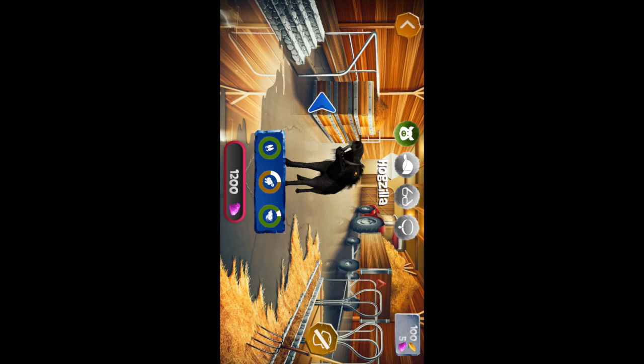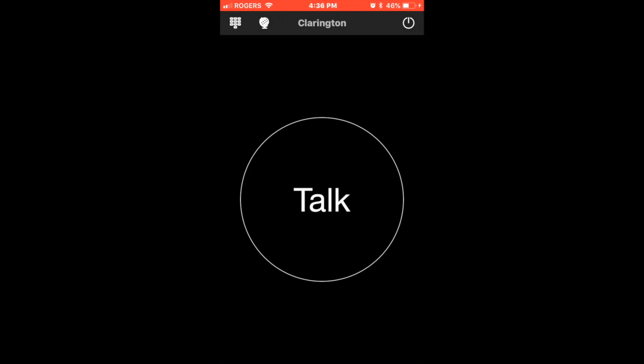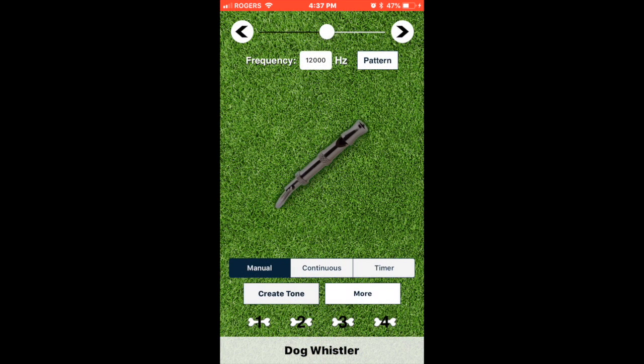Next app we're going to get into is a walkie-talkie app that he uses to communicate with the dogs that do not have cell phones and just have solid walkie-talkies. Next app is an app he uses with the young puppies that don't have cell phones, don't have walkie-talkies. It's just a whistle app that he uses to train them with.